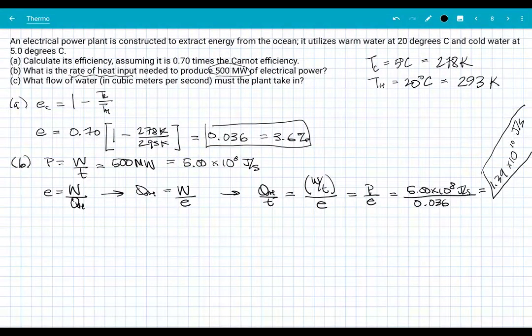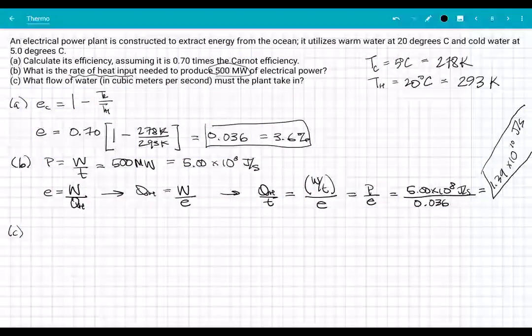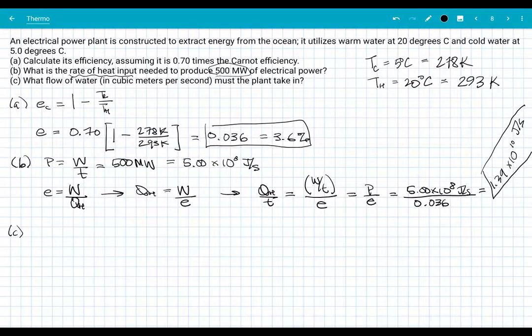How many joules per second of heat input needs to come into the heat engine in order to produce the 500 megawatts? So, that's still all very theoretical. And then part C here makes it a little more physical and asks us, okay, so if that's the rate of heat input we need, what kind of flow of water does the plant have to take in?